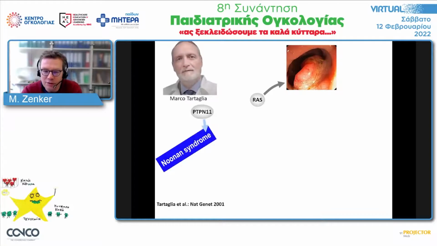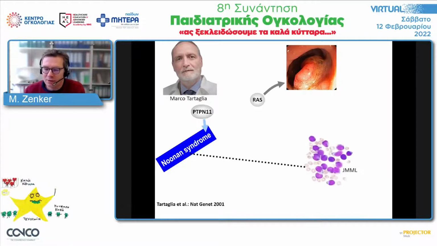But when the first gene for Noonan syndrome was discovered in 2001 by Marco Tartaglia and Bruce Gelb and their group, it was not known that there's any connection between RAS and PTPN11, the first Noonan gene. But it was known that Noonan syndrome is sometimes associated with a specific type of leukemia that you know much better than I do, JMML.